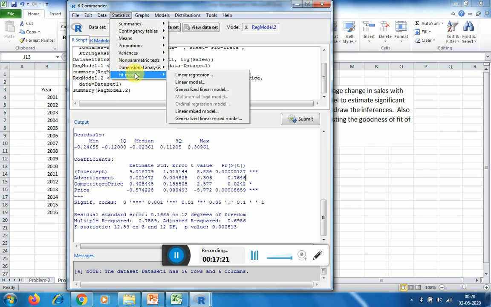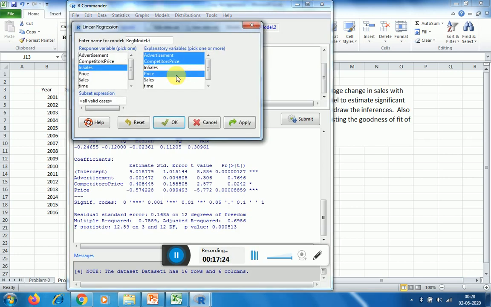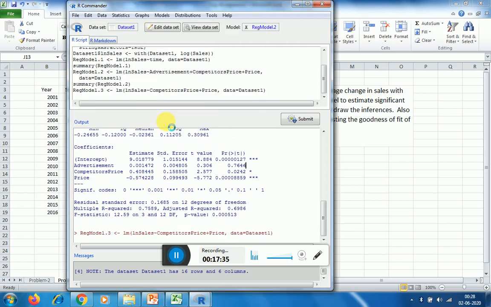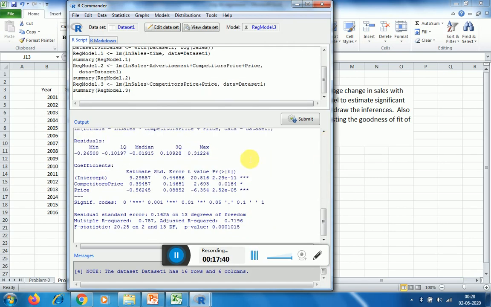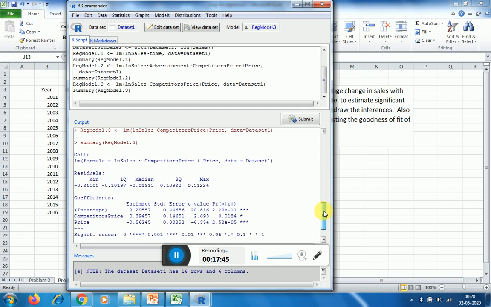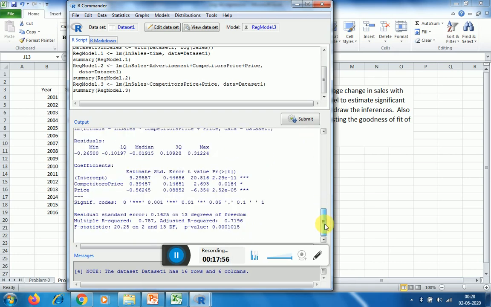So again we'll go into fitting the model, linear, and now we'll take only 2 variables, one is price and the other is competitors' price, and again click OK. As soon as you click OK, you will get another output. So here we got regression model number 3. Here you can see that sales is expressed in percentages, but competitors' price and price are in absolute terms.